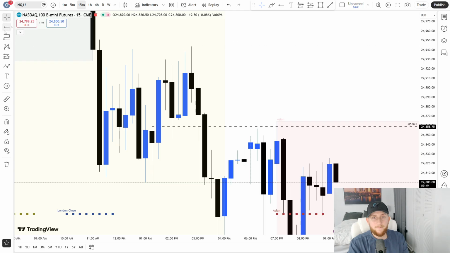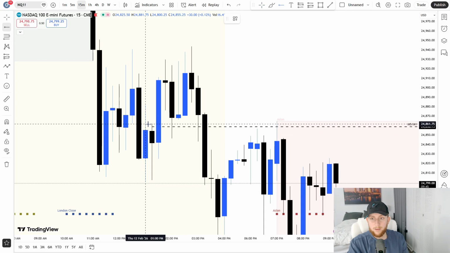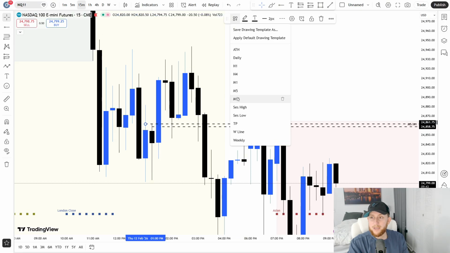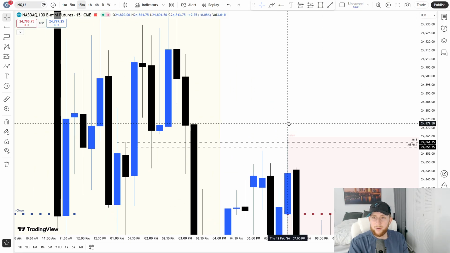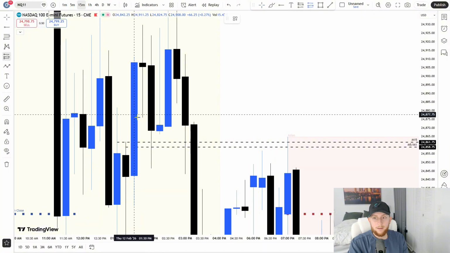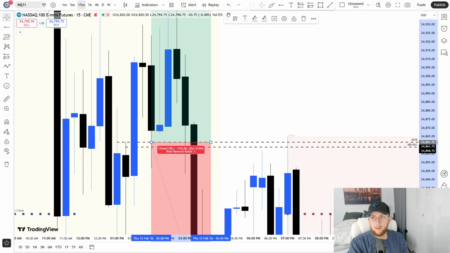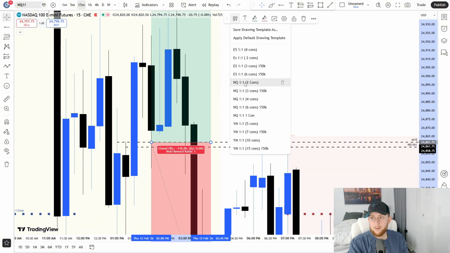Now we're on the M15. So we're going to go ahead and mark that previous contrary candle again. We're going to mark the very top, put M15. And this is what I'm going to show you guys for now. I'm going to put the buy limit right here. I'm going to put 25.